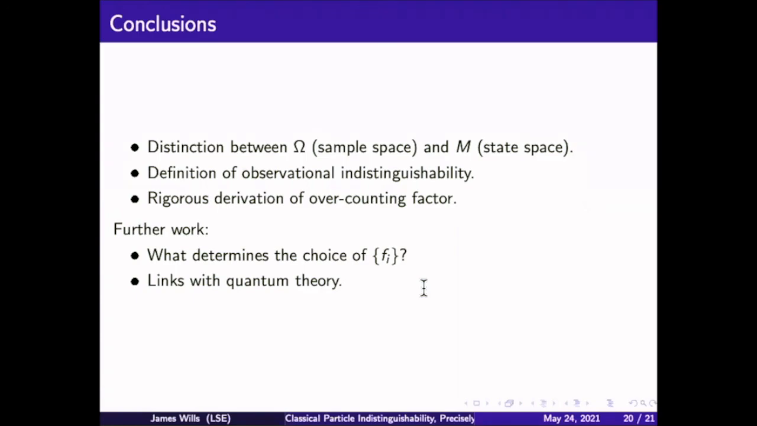And finally, I feel that there are some important links with quantum theory to be made here, because observables clearly play a central role in quantum theory. They form part of its formal structure. I can imagine a very analogous definition of observational indistinguishability carrying through into quantum theory like this. One would say something like the Hamiltonian commutes with the permutation operator and some things like that.